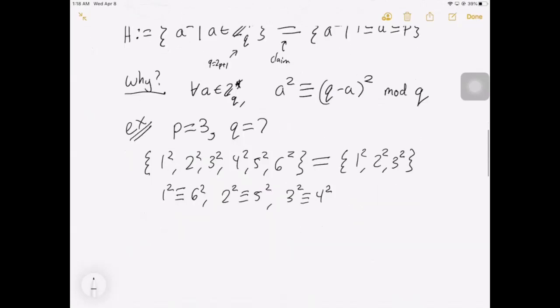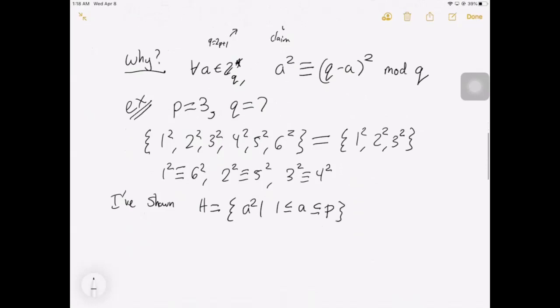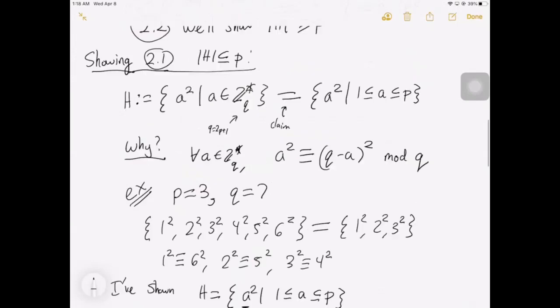Cool. So now I've shown that H is really just equal to A squared for 1 less than or equal to A less than or equal to P. So this shows that H has at most P elements in it. Because sure, I know that H is the result of 1 squared to P squared, but how do I know that 3 squared isn't the same thing as 5 squared? How do I know that all of the results of squaring things from 1 to P are actually distinct results, distinct residues, if you will? That's the next thing that we have to show.